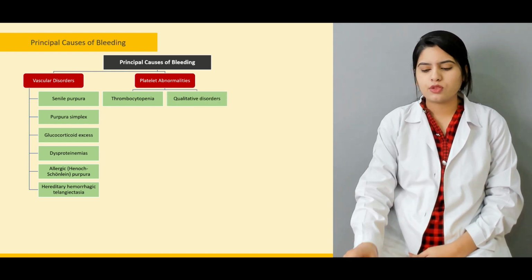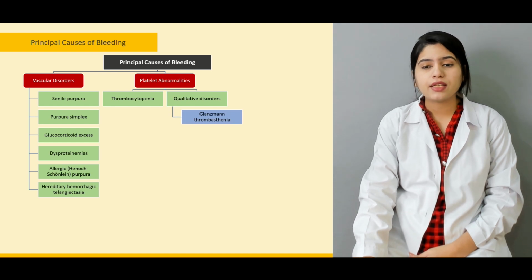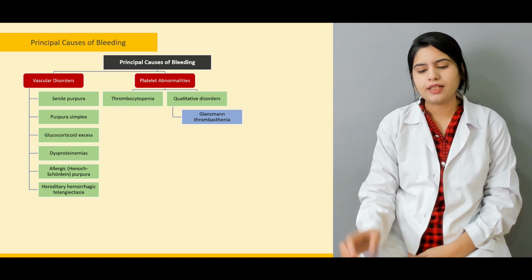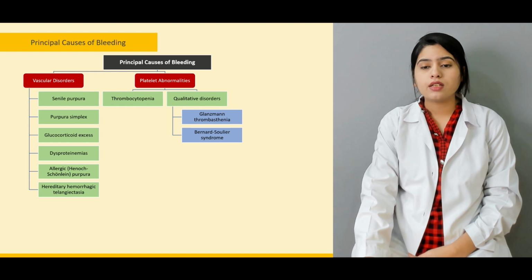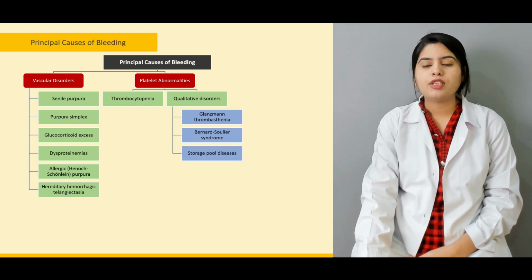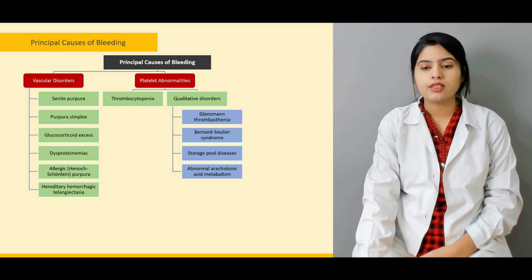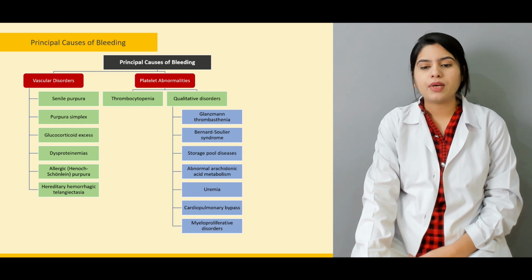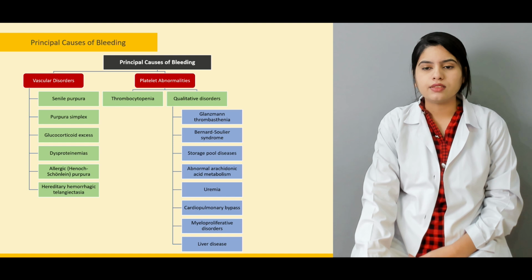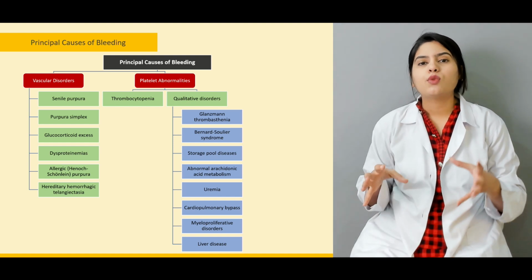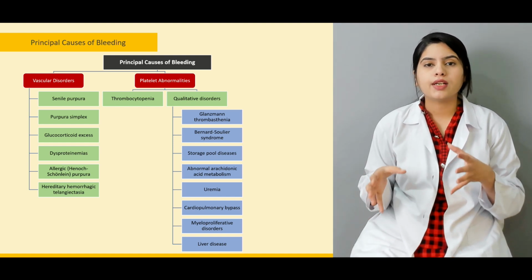In the qualitative disorders, there can be Glanzmann thrombasthenia, Bernard-Soulier syndrome, storage pool disease, abnormal arachidonic acid metabolism, uremia, cardiopulmonary bypass, myeloproliferative disorder, and liver diseases. Now, these are the qualitative disorders that are going to affect the platelets.